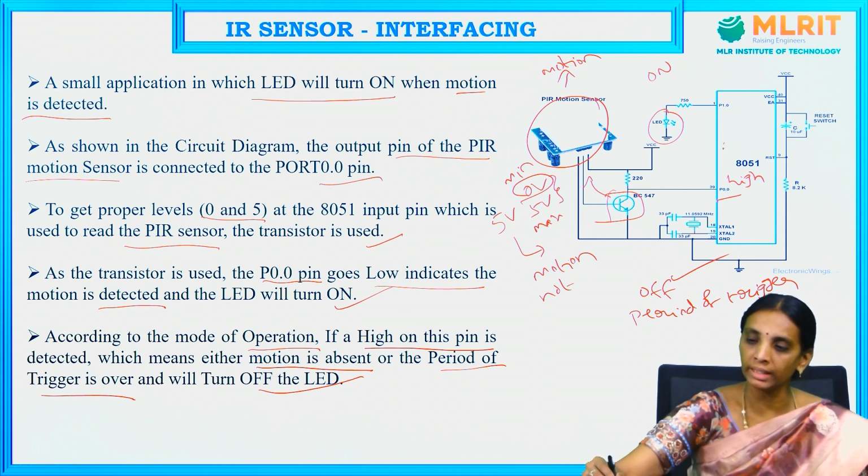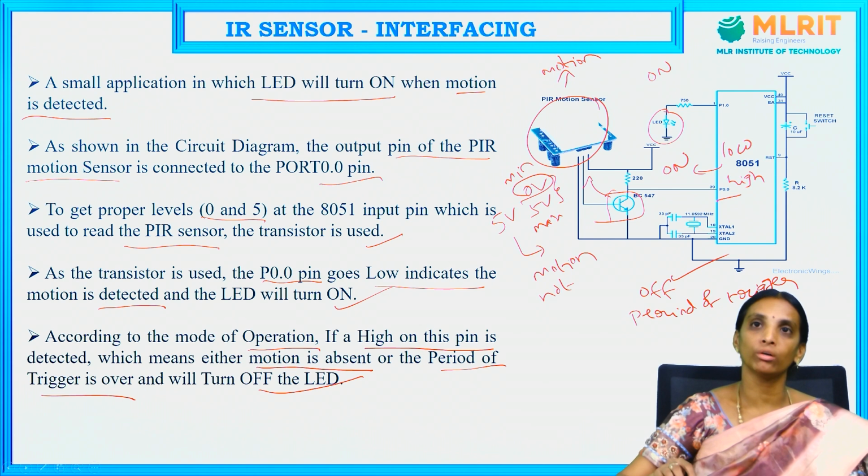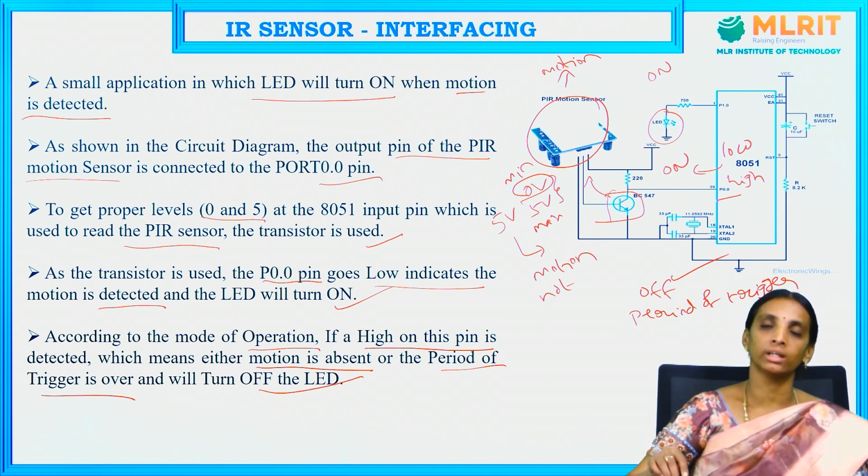And when this pin is low, it indicates that the PIR sensor will be going to the on state, which indicates that the motion will be detected and that the LED will be glowing, that is, the on condition.